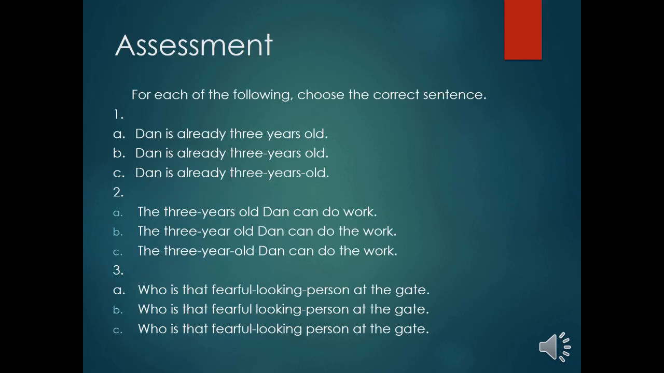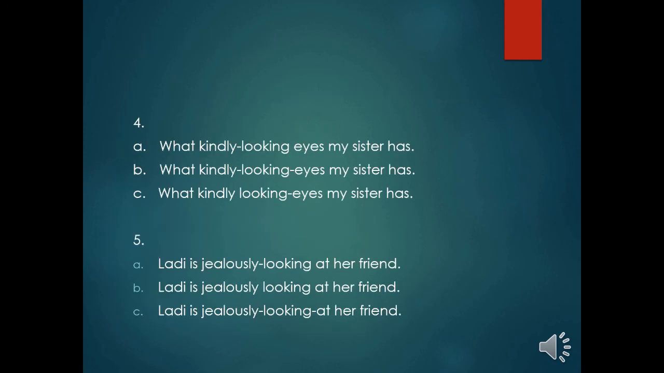This is a little work for you to do. For each of the following, choose the correct sentence. Dan is already 3 years old. So you are going to choose the correct writing, the correct answer, the correct sentence. These are 3 sentences, only one of them is correct. You have numbers 1 to 5. Okay. This is 4 and 5.